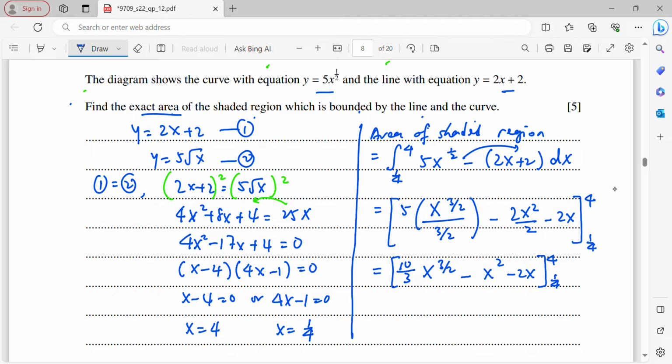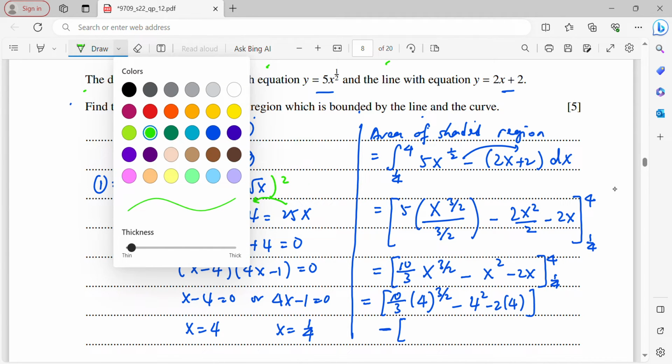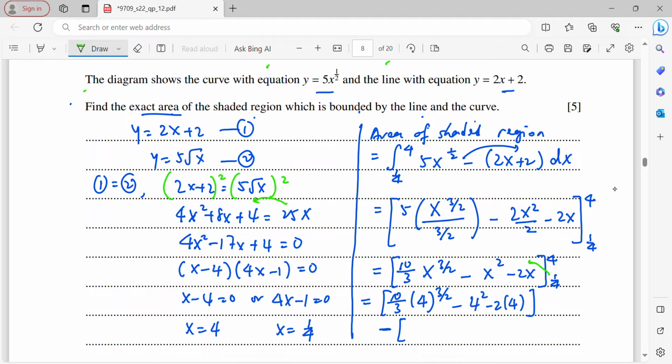Okay, and then now just need to replace the x by 4. So 10 over 3, 4 to the power of 3 over 2, minus 4 squared, then minus 2 times 4. All of these terms minus when the x is 1 over 4, because of the lower limit. So this 1 over 4 will be substituted into the x values now. So here will be 10 over 3, 1 over 4 to the power of 3 over 2, minus 1 over 4 squared, minus 2 times 1 over 4.